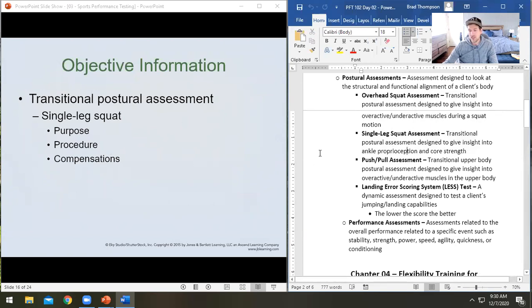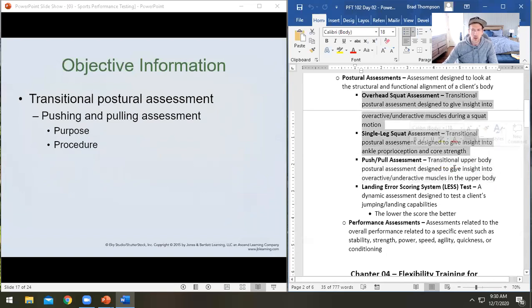But the single leg squat assessment is going to give us a little bit about ankle proprioception and core strength as well. A little bit more so than the overhead squat, just because obviously they're balancing on one leg. The pushing and pulling assessment is going to give us insight into the upper body. The overhead squat's great. It just doesn't do quite enough for the scapular movements. Obviously there's some shoulder joint action happening, where we're looking for the arms falling forward. But in terms of shoulder protraction, retraction, elevation, depression, that's where we really want to dive into the pushing and pulling assessments.